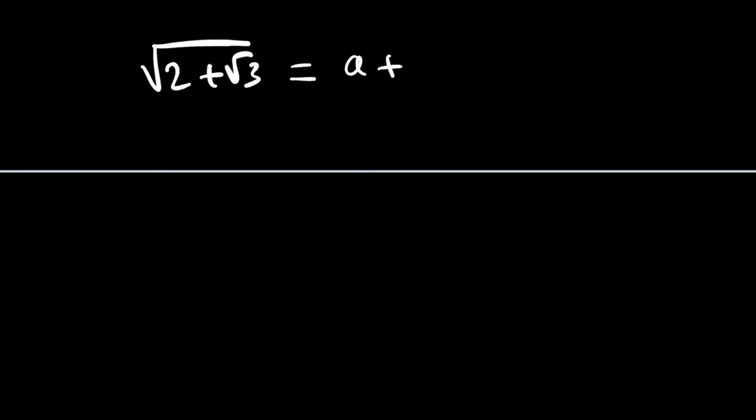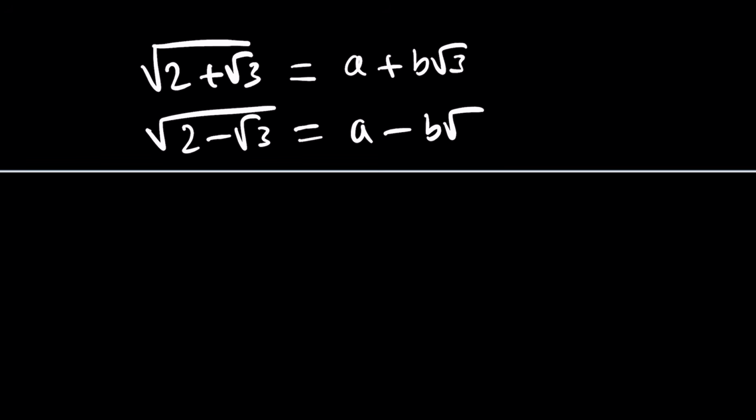Maybe I can write it as a plus b root 3. Right? And then what does that mean? This is going to be written as a minus b root 3. Absolutely. And then you can just go ahead and do something like this. You can multiply these together. That's going to give you 1 equals a squared minus 3b squared.